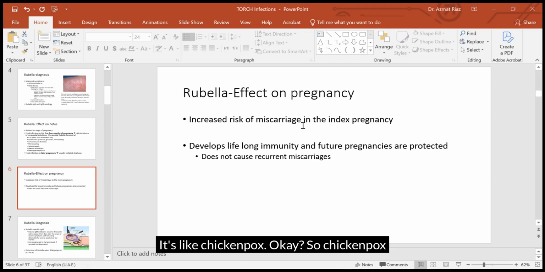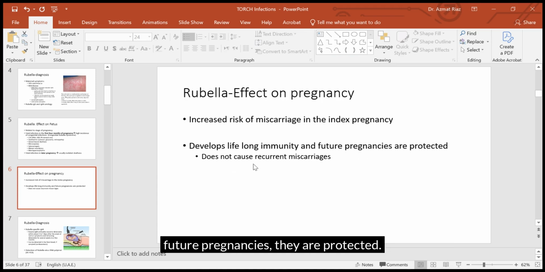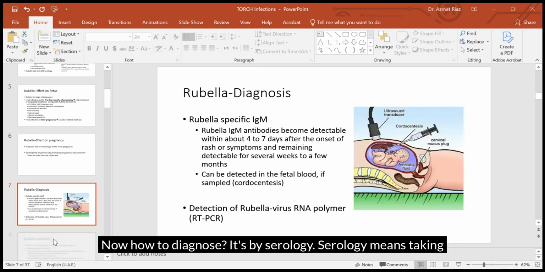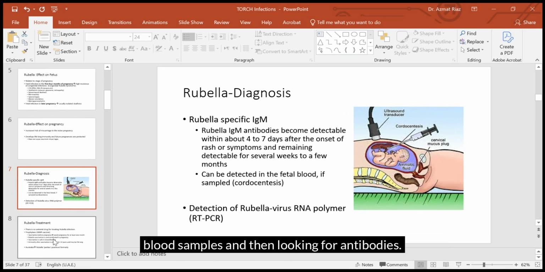It's like chickenpox. Chickenpox and rubella give lifelong immunity. Once you get it, you are protected for life. In future pregnancies, they are protected, and it does not cause recurrent miscarriage, so it's only the current pregnancy. Now, how to diagnose?